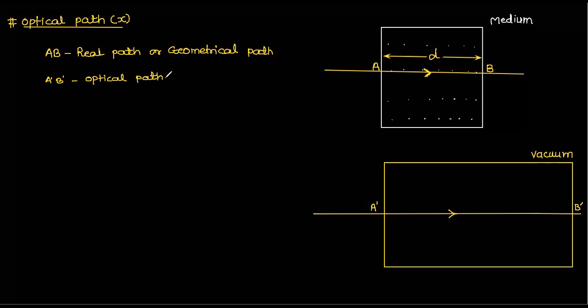Sir, I want a definition. Okay, I am giving here the definition of this optical path. So see here. What is the definition of this optical path? It is the distance traveled by light in a vacuum, or if you want it in terms of this real path or geometrical path.